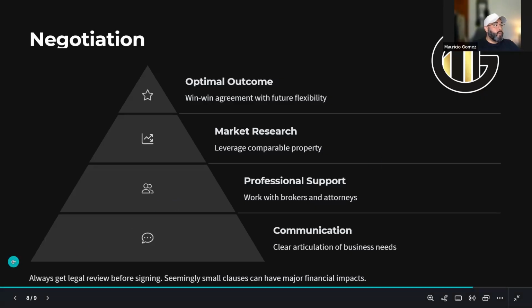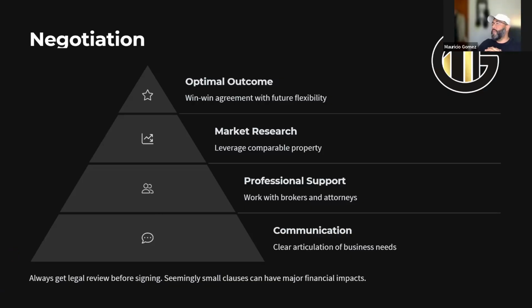And as always, get legal review before signing. Any small clause can have a major financial impact for your tenant. So it's very important that you have legal advice before you sign. And you are not an attorney. You cannot provide legal advice on a legal document.